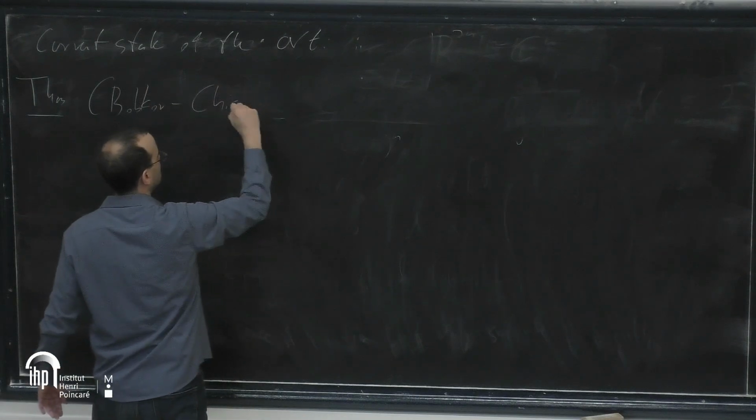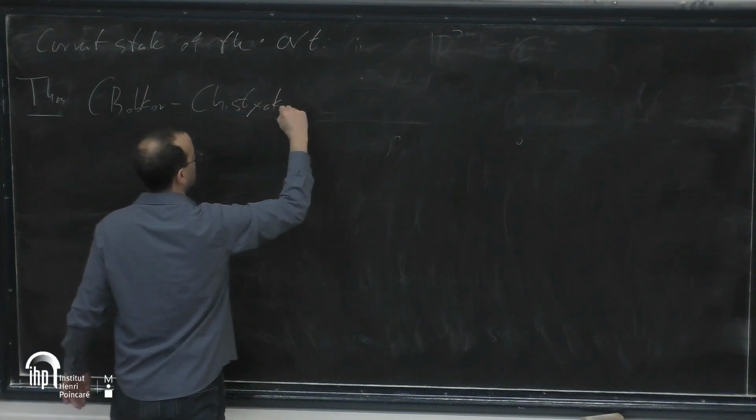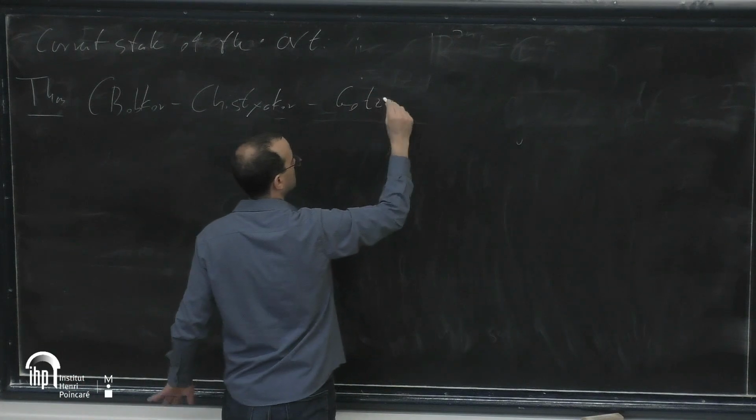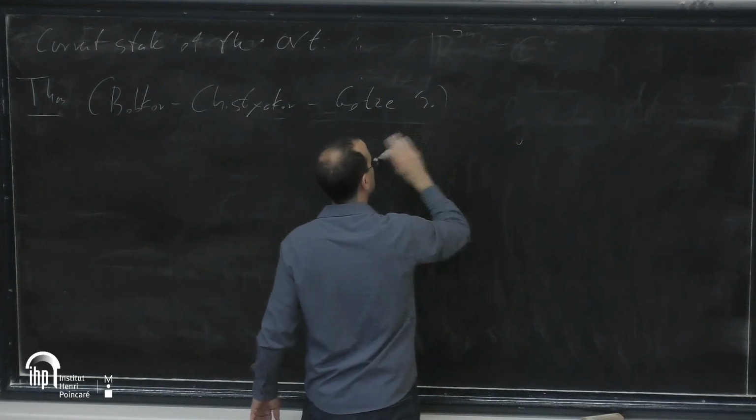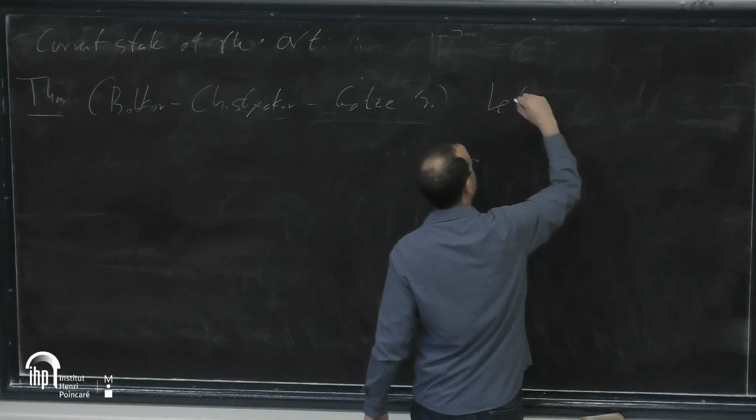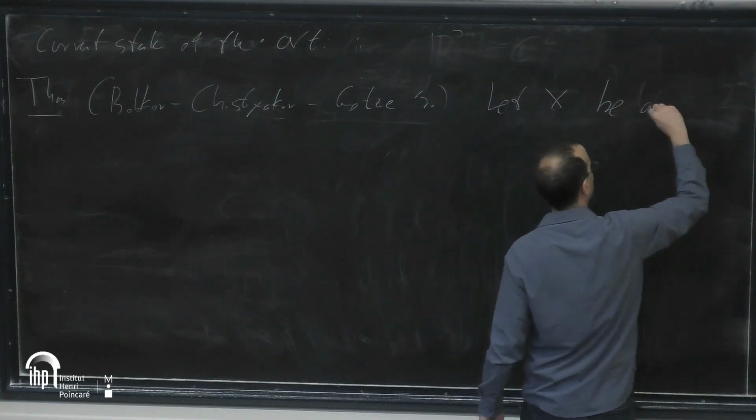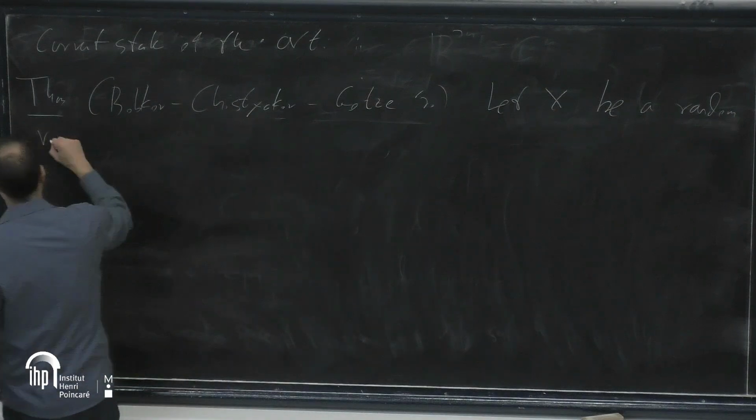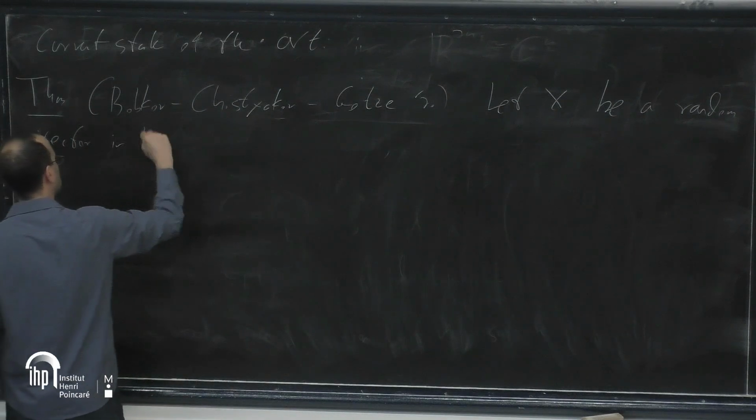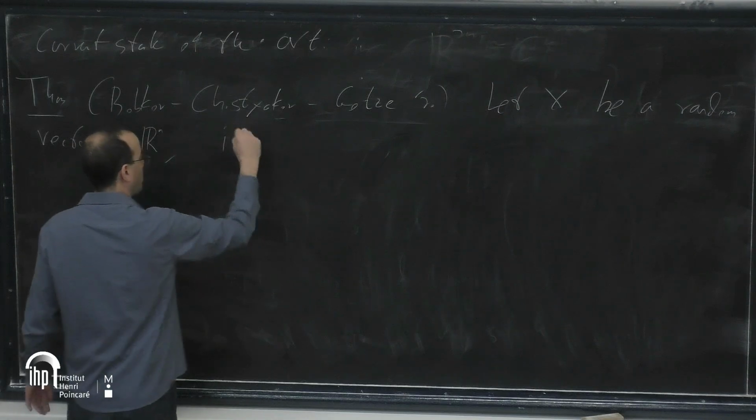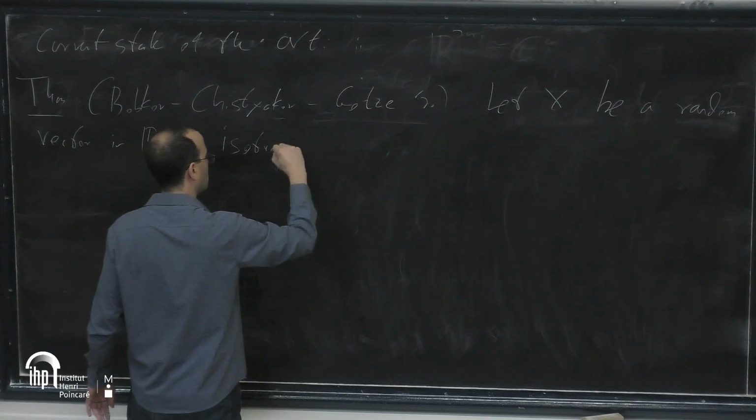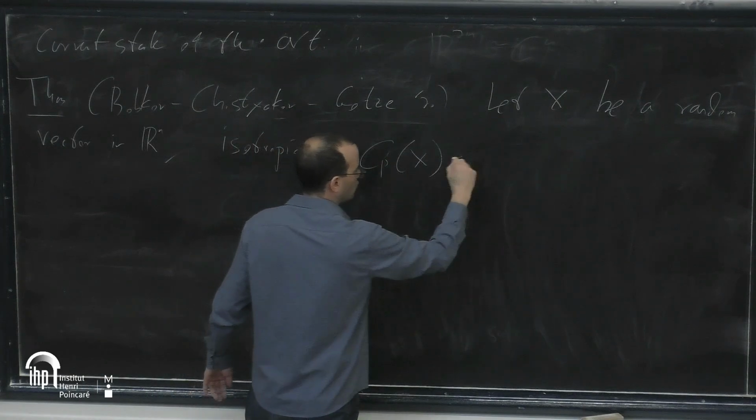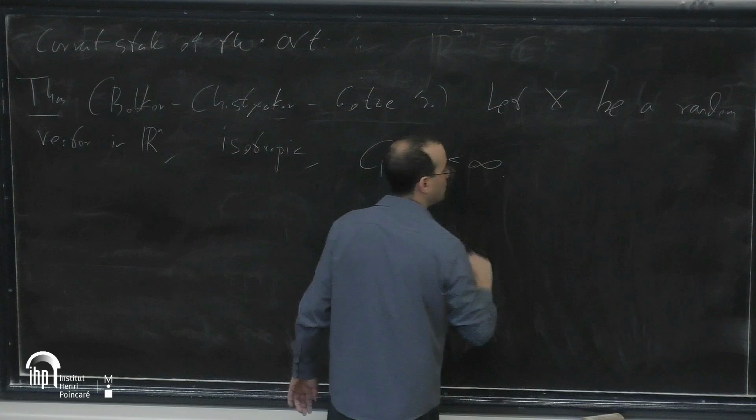Chistiakov, who passed away recently, and Goetze from 2020. So let x be a random vector in R^n, isotropic, let's make it isotropic, and finite Poincaré constant, let's assume. Although you want it to be a small number so that it'll be meaningful.